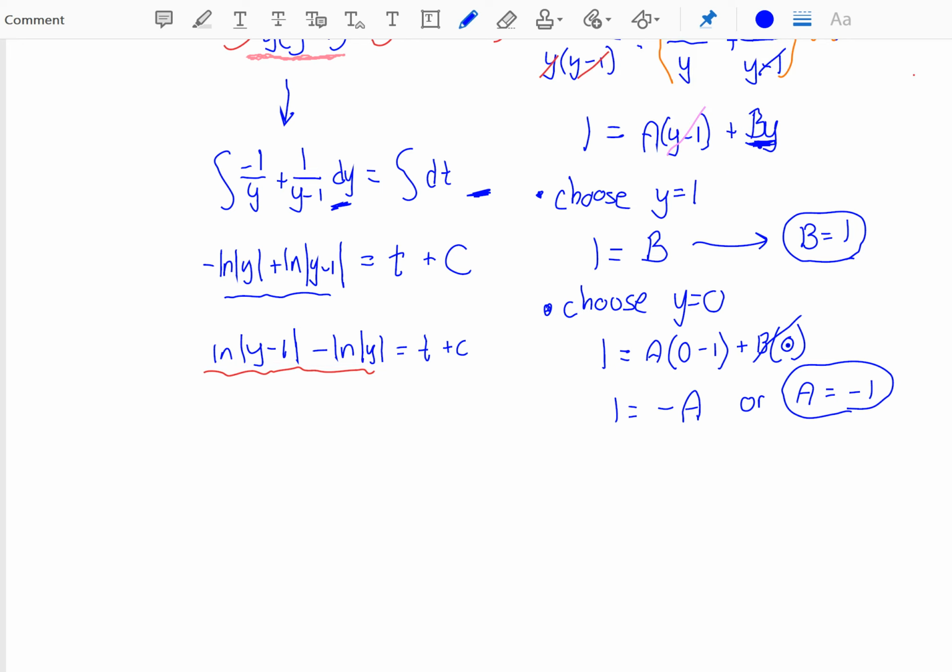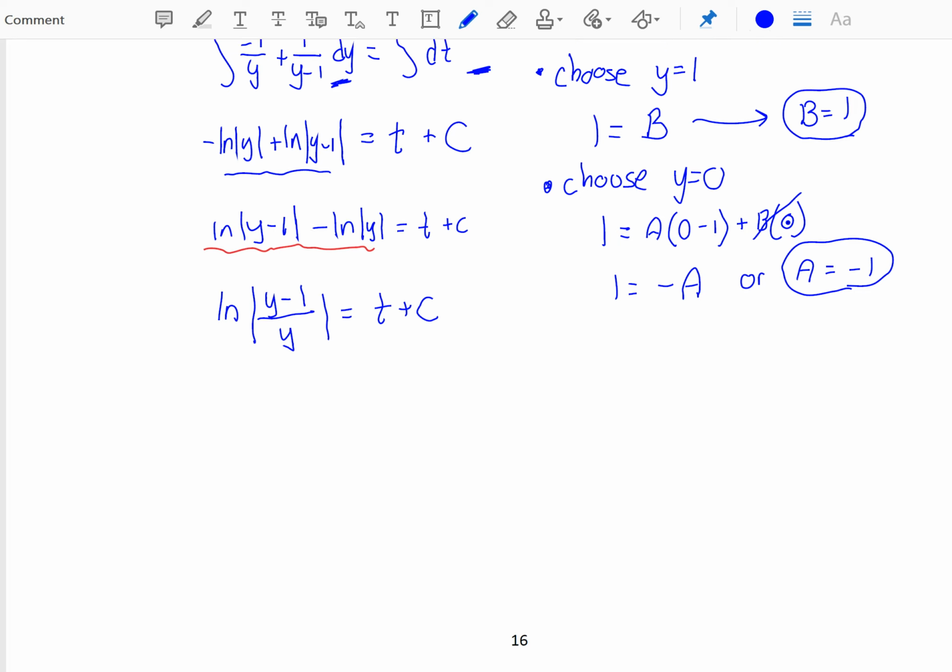Again, another rule from algebra I'd like you to remember is that when you see the difference of two logarithms, you can write this as the natural log of a quotient, y minus 1 over y equals t plus c. Now, it's common that some students don't remember how to solve this equation for y. So I'd like to walk you through it this time to remind you, but afterwards you'll remember the technique very well.